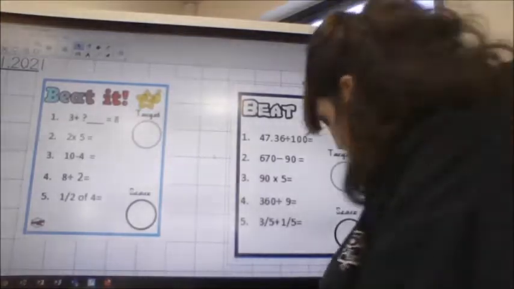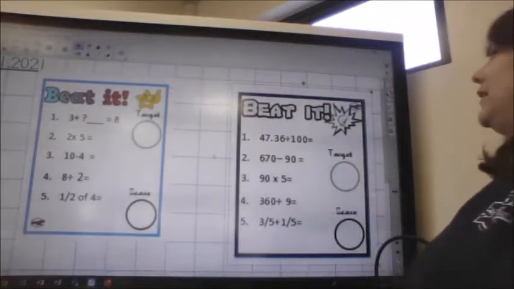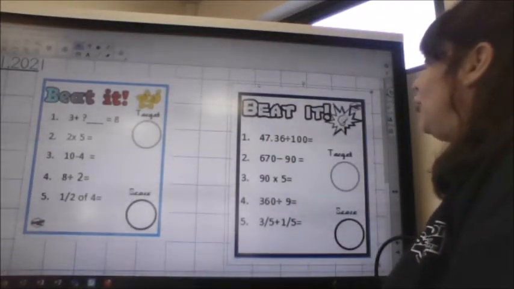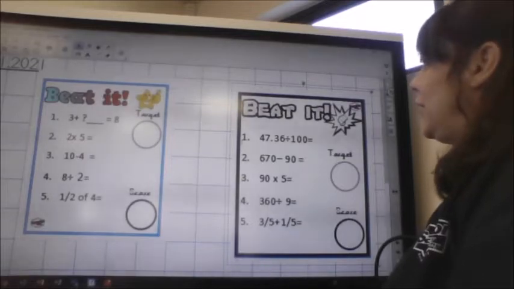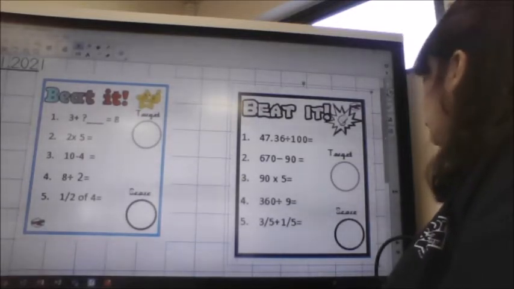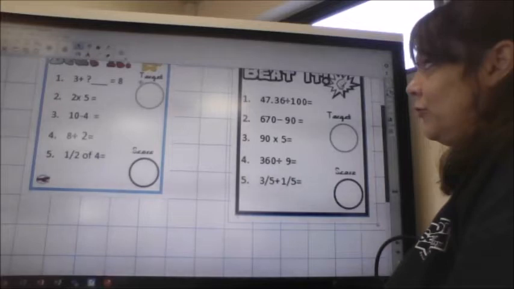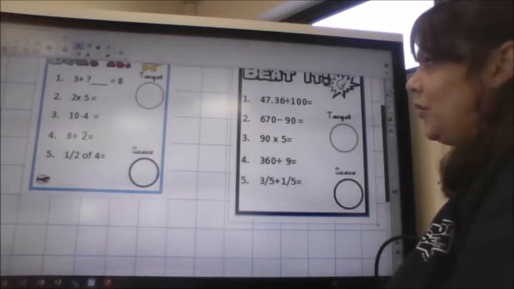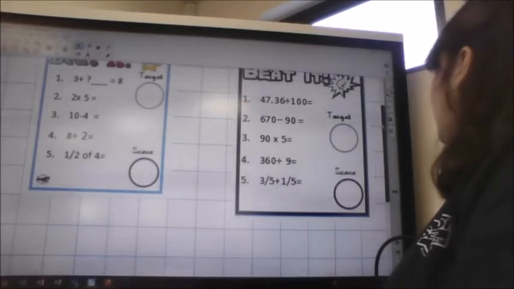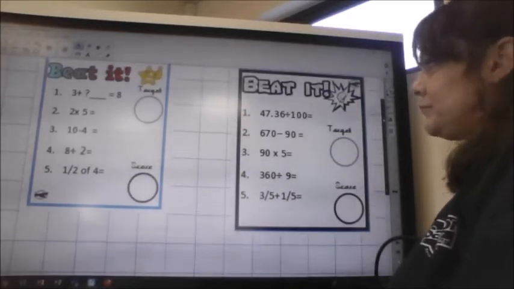Okay, well done, Year 6. Your time's up. Let's have a look and see how you've got on then, shall we? Okay, so let's have a little look at this one first of all. And let's see if we can answer some of the questions.